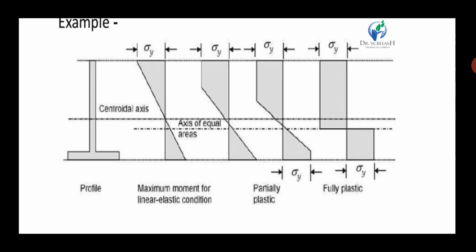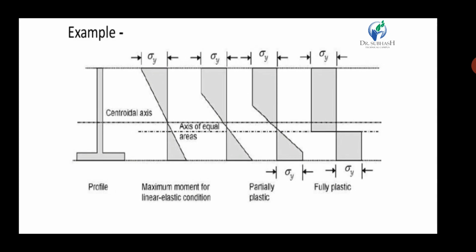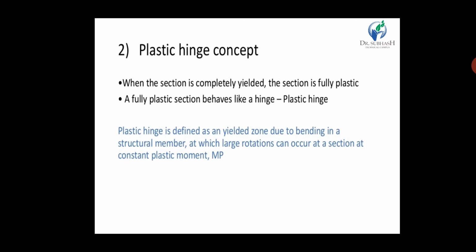But when we achieve the full plastic state, you can see the equal area axis. At that axis, both the areas of tension and compression are equal. So in this process, we can allow the full plastic state. So this is the example of an inverted T-beam.